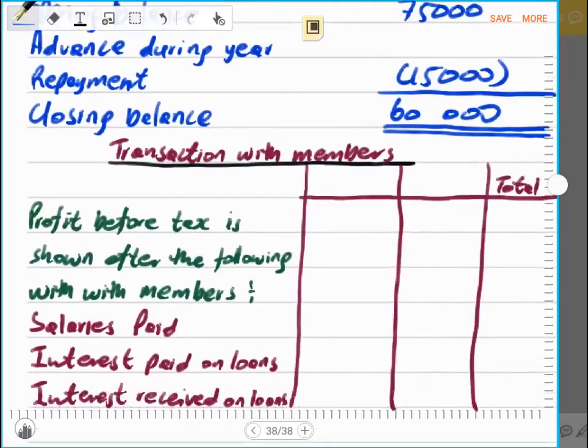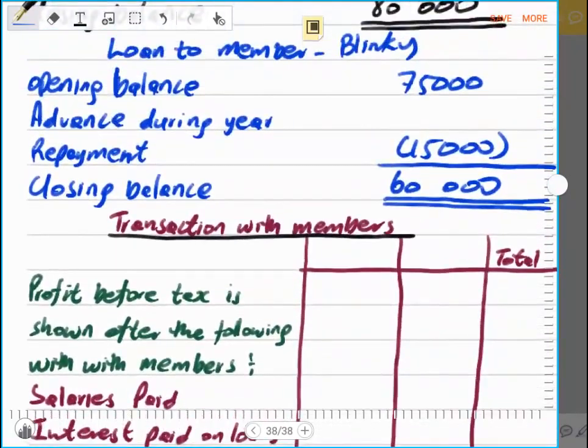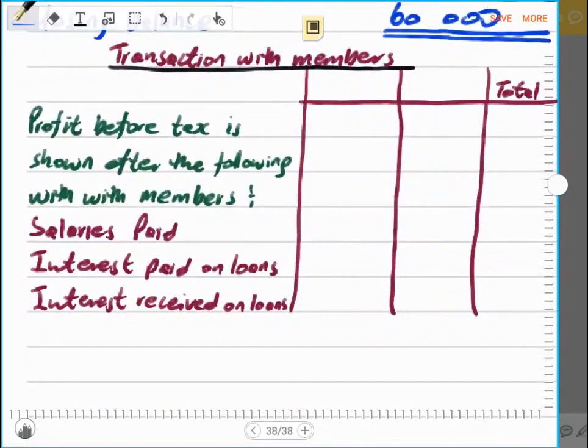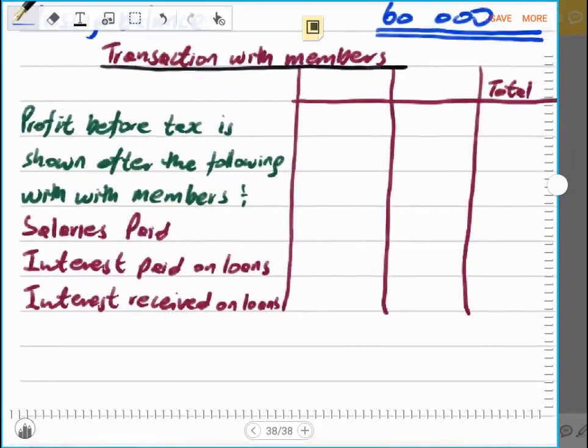Then after we go to the transactions with the members, and transactions with the members are very clear and very straightforward. We look at the expenses that were paid by the close corporation and we record them as negative, indicating outflow of cash. And we also look at the incomes that were received by the close corporation from the members and we indicate them as positive, indicating inflow of cash.